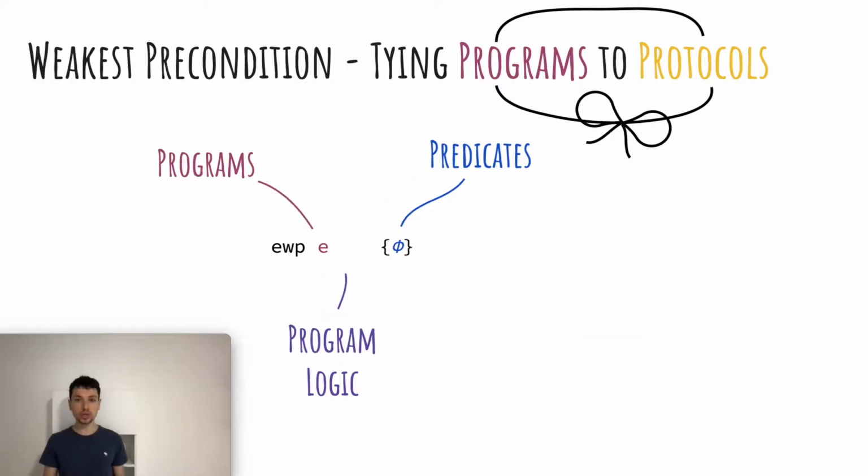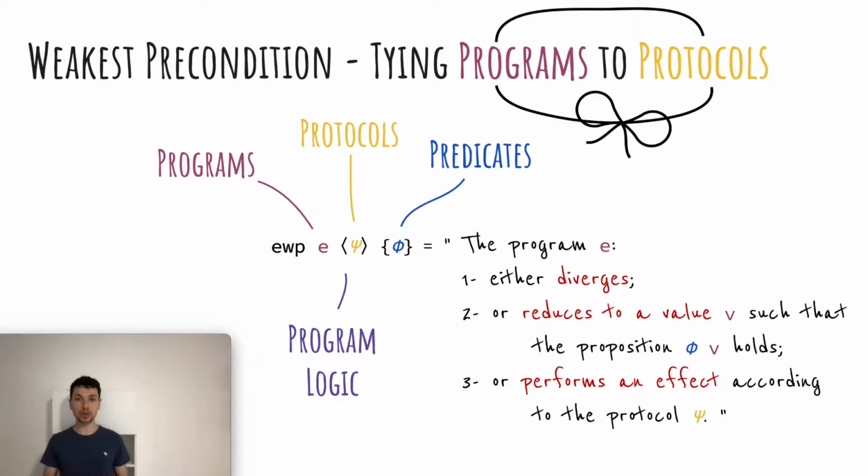So what we do is to include the notion of protocols in our construction of the weakest precondition. Now, a program safe to execute not only diverges or reduces to a value, but it can also perform an effect according to the protocol psi.